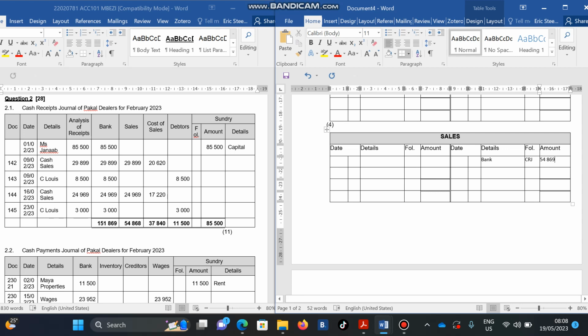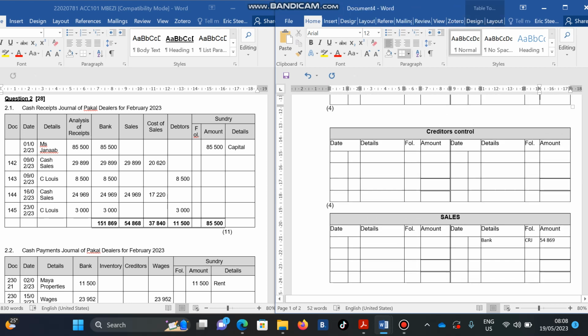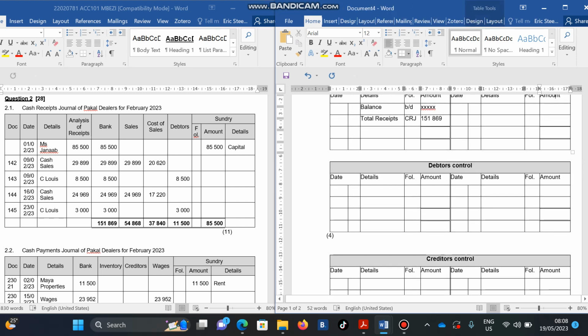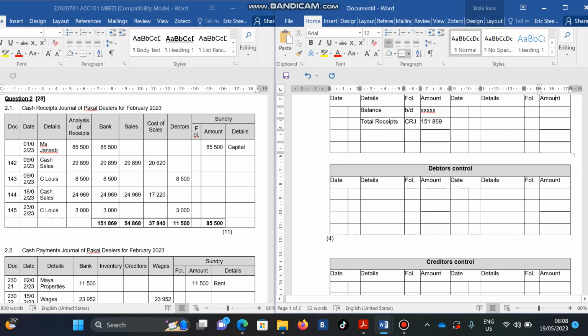Let us record then the debtors control. Debtors control also should be on the credit side. Details will be bank, CRJ, and the amount received from debtors, 11,500. So we've done all that. I did not indicate an account for capital, but it's also the same. You would have capital, and just on the credit side, you'll have bank and the amount. It's exactly the same how you would record that.